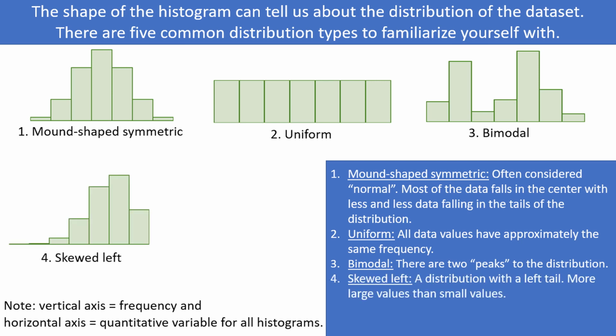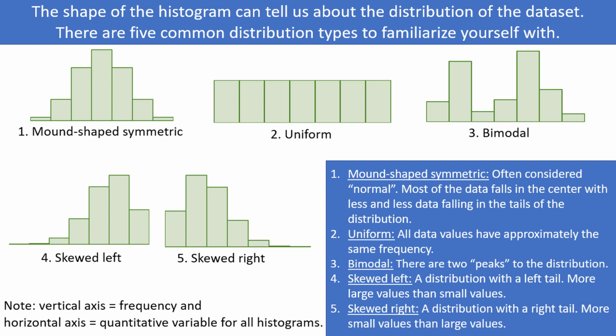A skewed left distribution has a tail off to the left. There are many high values in the distribution and fewer small values. In a skewed right distribution, there is a tail off to the right. There are many smaller observations and fewer larger values.